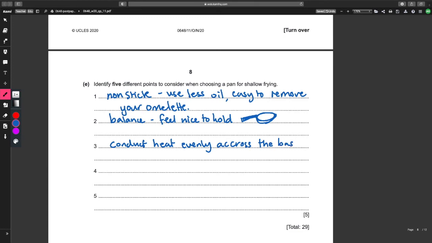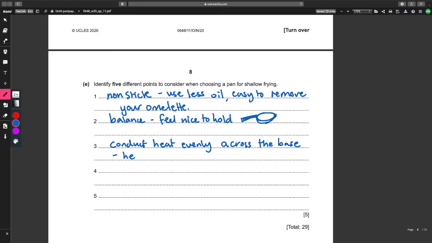Have I still spelt across wrong? Okay. I feel like I have. I feel like there's only one A in across. Okay. Evenly across the base.